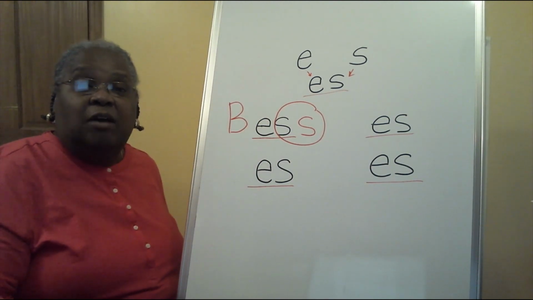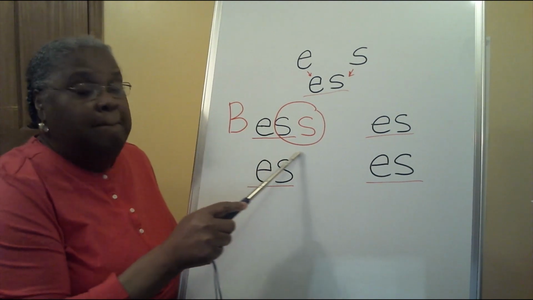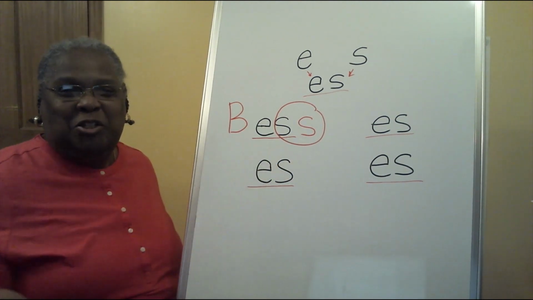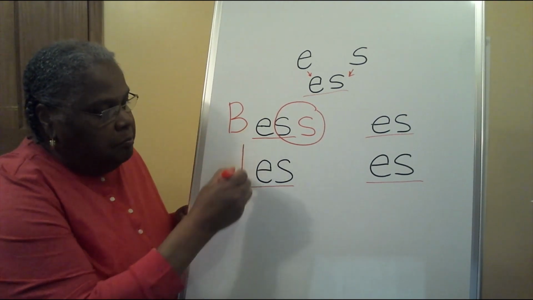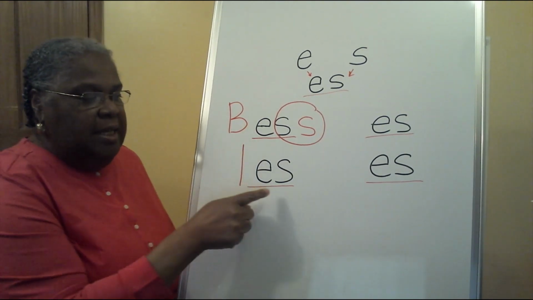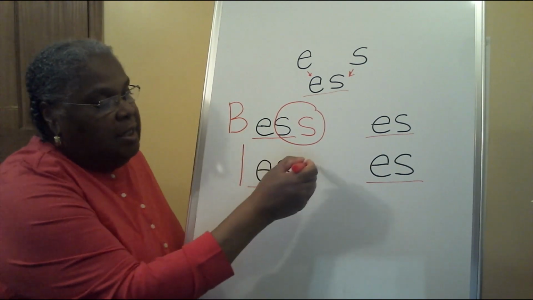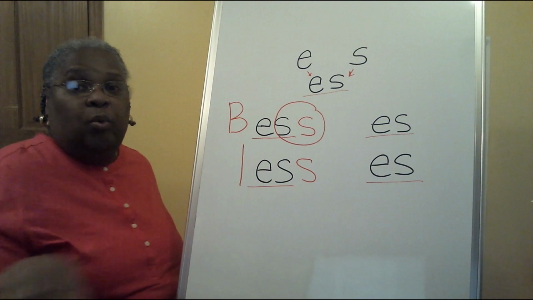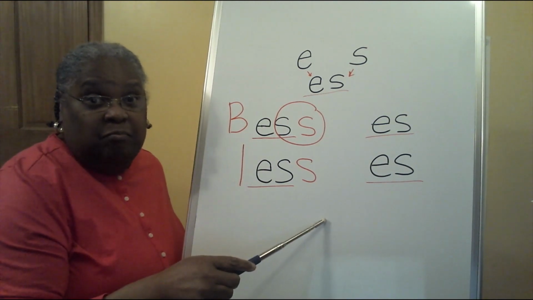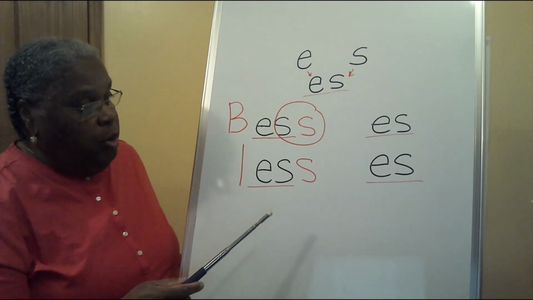Now, sound out the word smoothly. Best. Great job. When we put the letter L at the beginning of the blend S, and we put the letter S at the end of the blend S, we form the word less. Let us sound out the word together.